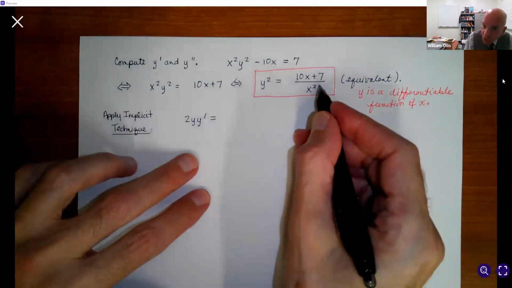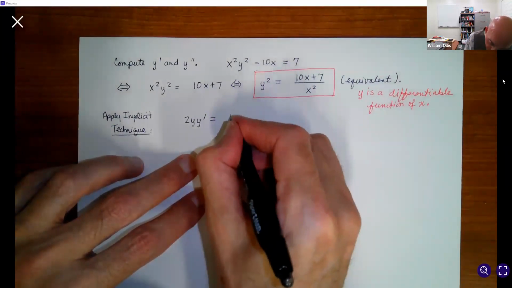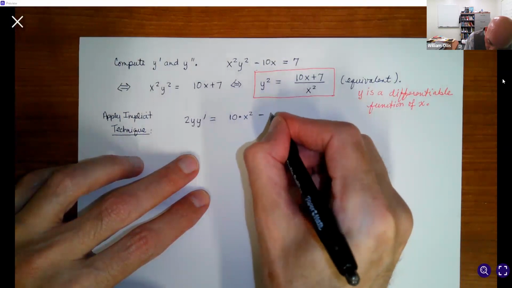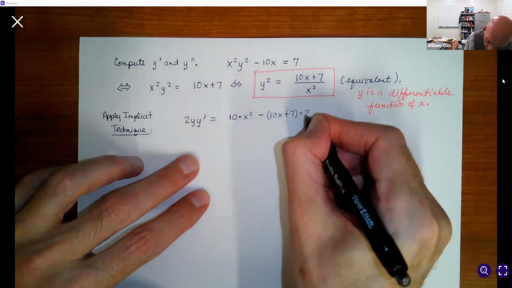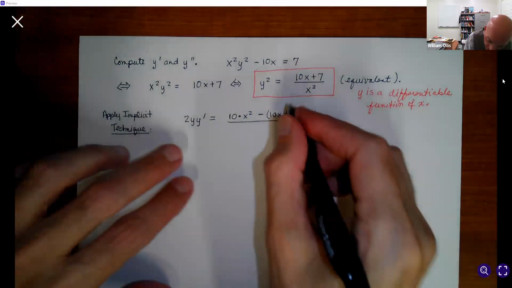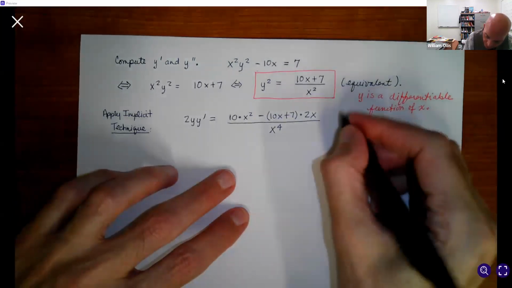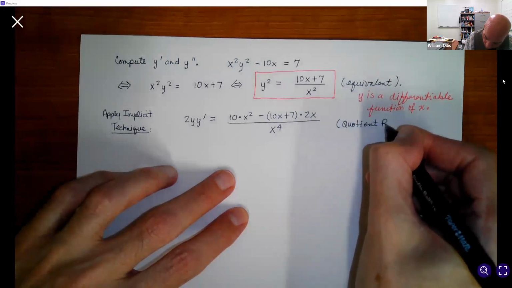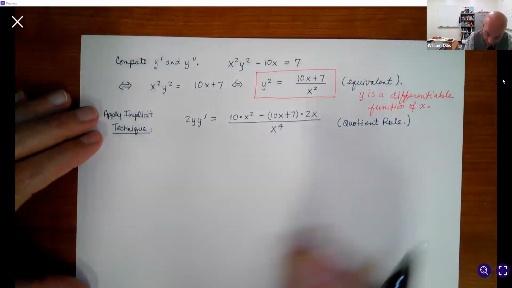So now we can just apply the chain rule, the quotient rule, just to get practice with that. So we'll have the derivative of the numerator, which is 10, times x squared, minus the numerator, which is 10x plus 7, times the derivative of the denominator, which is 2x, divided by the denominator squared, which is x to the 4th. So that was easy. Again, remember here we had to apply the quotient rule. Again, you know that well. You use it, very, very handy.